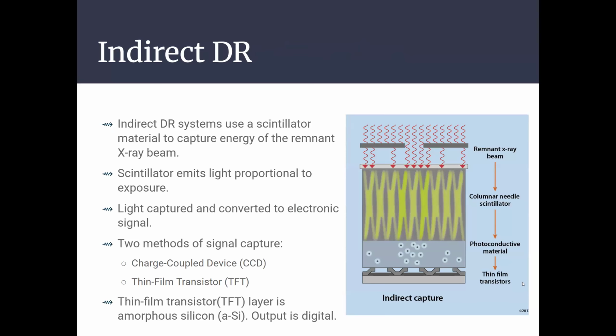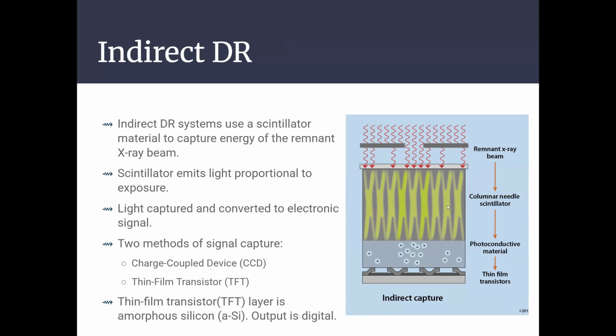Okay. So let's just look at indirect and direct again. I was kind of explaining it, but this is a better image of it. Okay. So indirect DR systems use a scintillator, meaning scintillate means to emit light. A scintillator material to capture energy from the remnant X-ray beam. Remember remnant? That's what left the patient. Okay. So it's going to capture the energy of the remnant ray and scintillate. So it's going to emit a light proportional to the exposure.